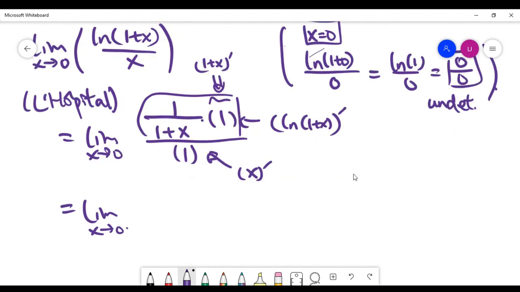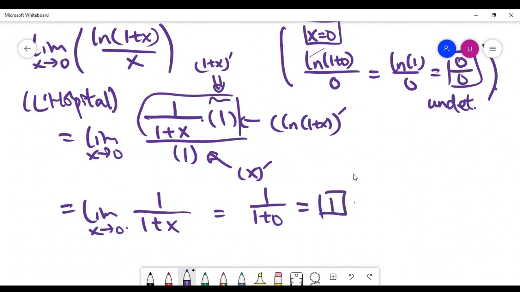So you see now the limit problem becomes 1 over 1 plus x. Of course, we can replace x by 0 now. It is not undetermined anymore. So the answer is 1, right? The answer is 1 for this limit quotient. However, it is not our original problem. So we have to think a little bit about that.